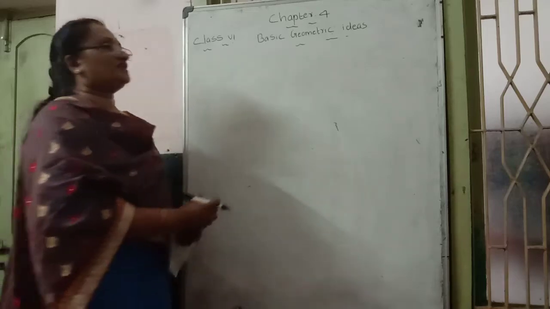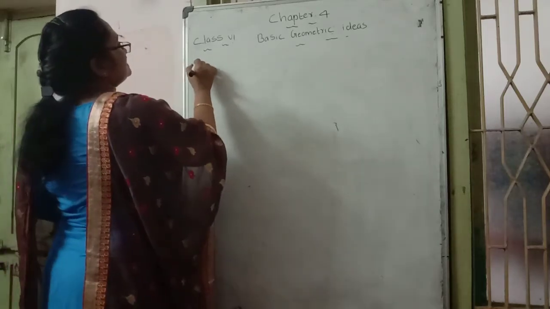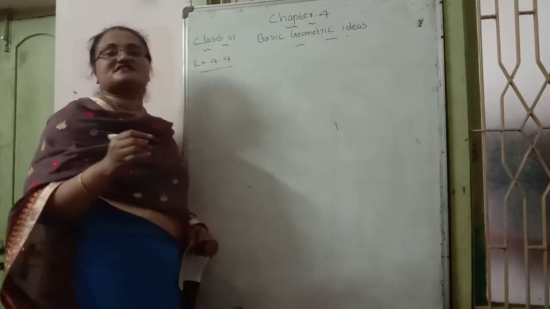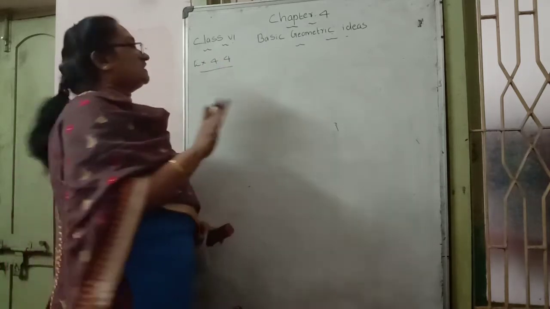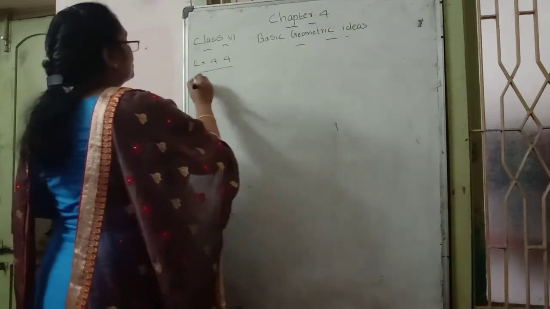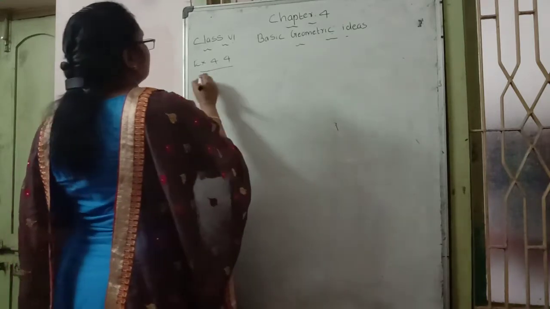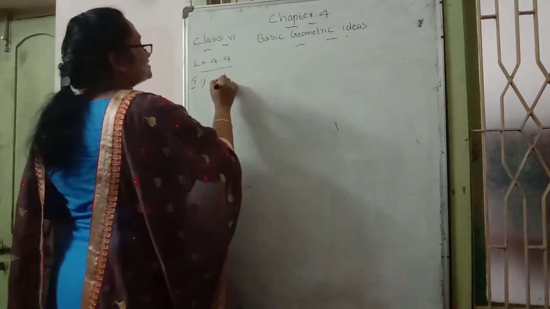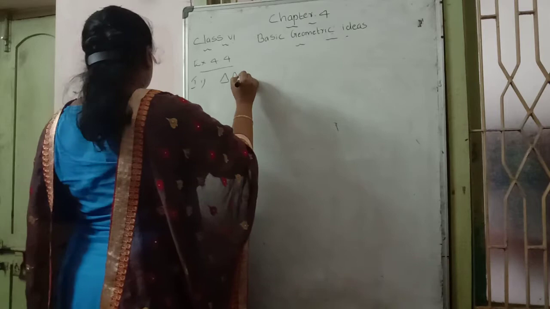Now we are going to discuss exercise 4.4. Last class, up to exercise 4.3 was completed. In exercise 4.4 they are asking us to draw a rough sketch of a triangle. The first question is: draw a rough sketch of a triangle ABC.